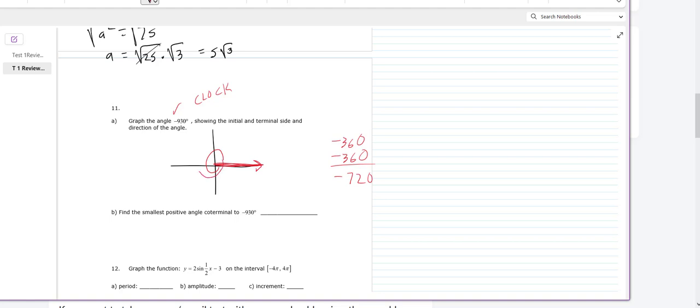So you would have to show that you are going 2 laps. You have to show that rotation on there. Now what you would do is figure out the distance between negative 930 and negative 720. So if you subtract negative 720, you get negative 930 plus 720. When you do this, you just do 930 minus 720, which would be 210 degrees. So you end up with an extra negative 210.